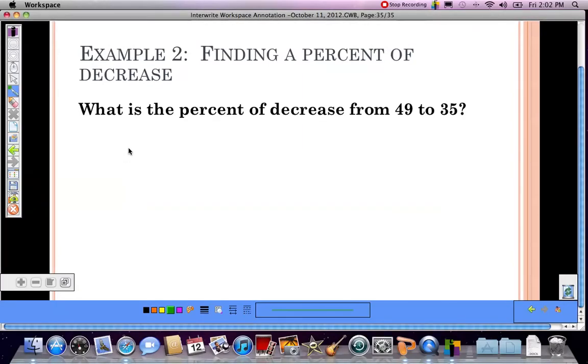All right, let's try example number 2, and this is going to be a percent of decrease because you can see here is our original amount and it's decreasing to 35. So because the numbers are going down, it's going to be a percent of decrease. So going back to our formula, you always want to have the amount of increase or decrease, and in this case it's a decrease because it's going down in the numerator's position, and then we're going to divide it by that original amount. So let's get started.